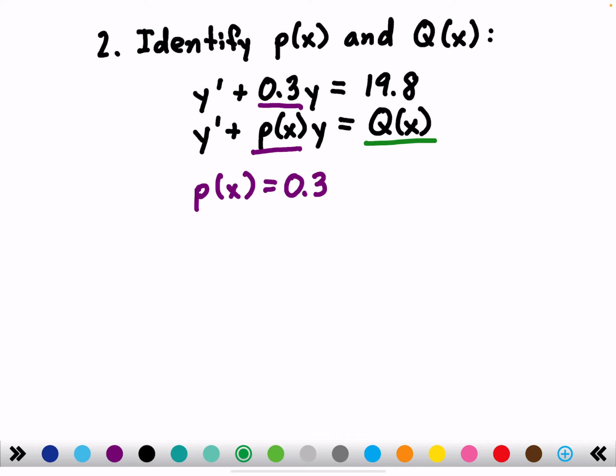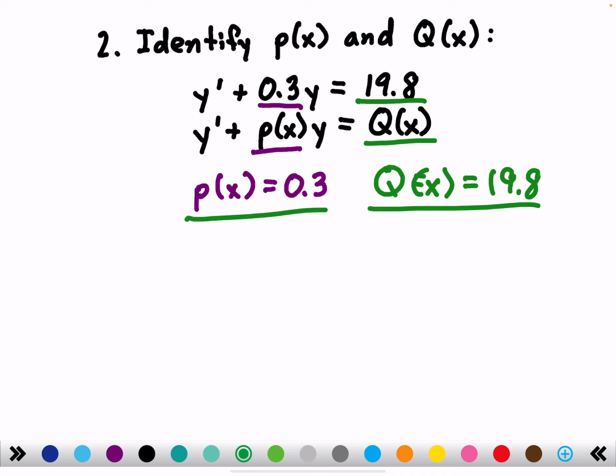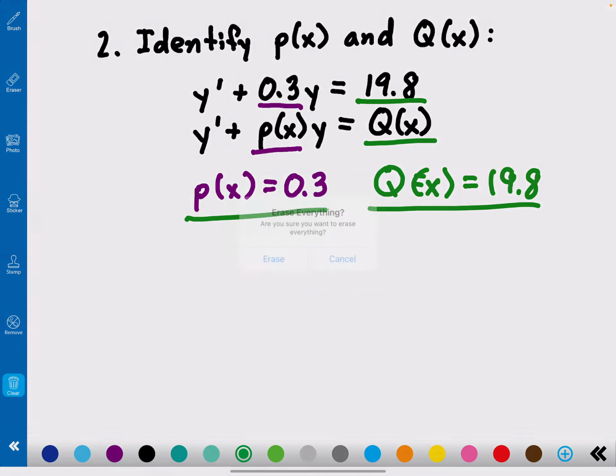Q sub x is whatever this equation is equal to on the right side. So q sub x equals 19.8. So p sub x is 0.3. Q sub x is 19.8.